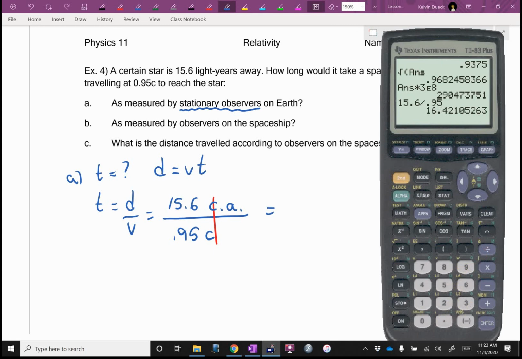If you want to be more accurate, then I would also say double that, because that's how long it will take them to come back. And let's add 1 year for them to explore. We would say, okay, we're expecting them back 33.8 years from now. But for now, let's go with the 16.42. So 15.6 divided by 0.95.